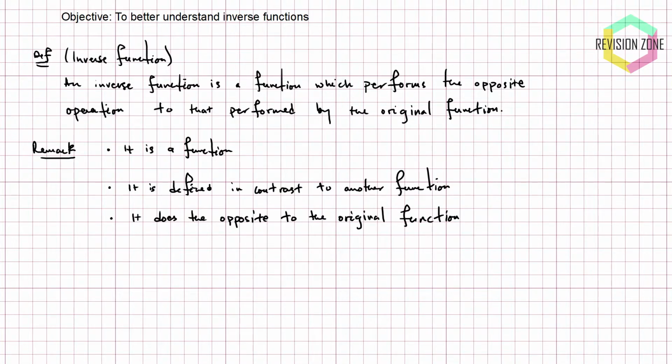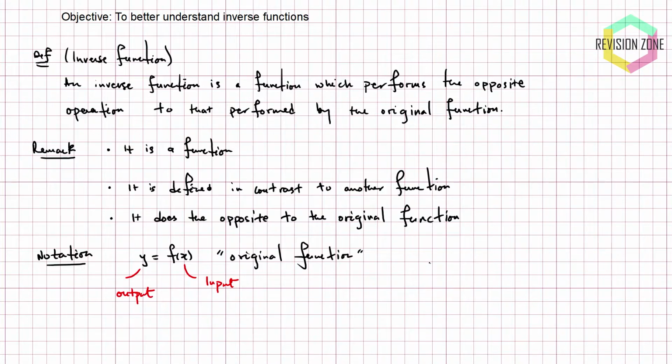So let's think about notation and try and incorporate the points that we've mentioned above. So let's define some original function. Let's take y equals f of x to be our original function. And of course, what does this tell us? This tells us that our x is the input and our y is the output. So schematically, we've got some input, then we've got the function f acting on it, and then we've got some output.